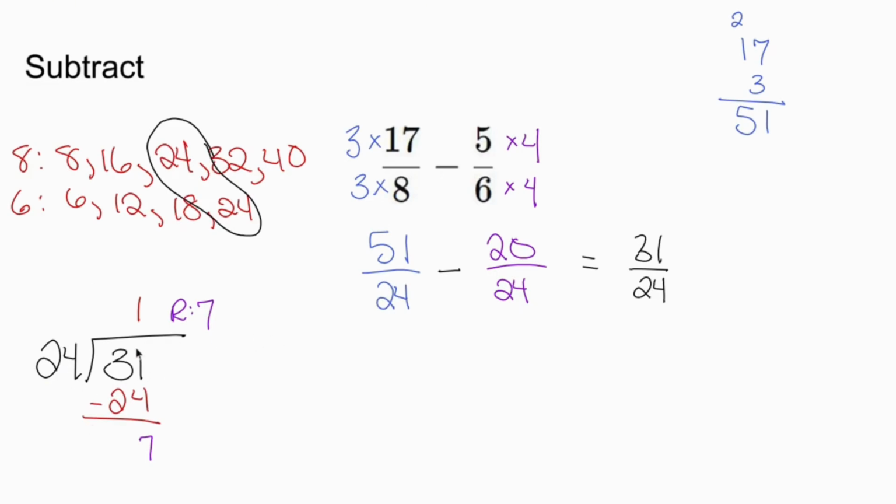So how do we write this as a mixed number? The number that I get up here, the quotient, is the whole number that goes in front of the fraction. My remainder is going to be my new numerator, and 24, my old denominator, stays my denominator. So when all is said and done, I get 1 and 7/24.